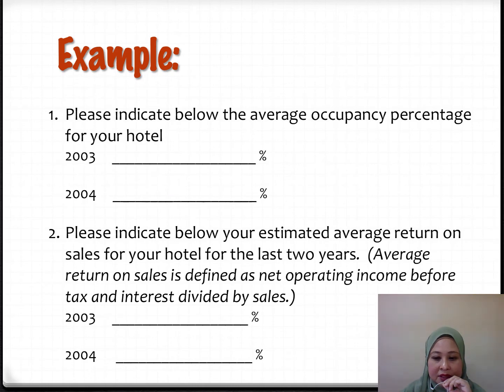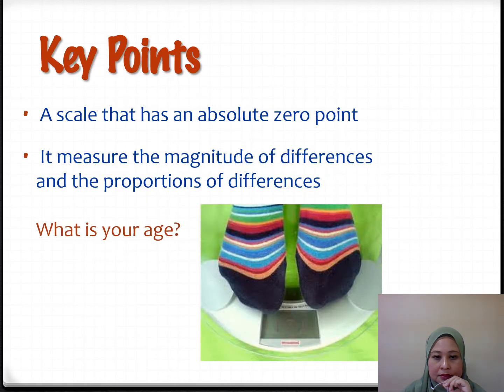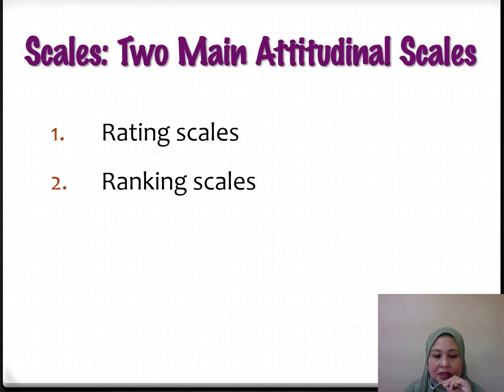This is an example of the last type of scale. This is the key point: absolute zero point scale. We continue with the two main attitudinal scales, rating scale and ranking scale. They are both different.